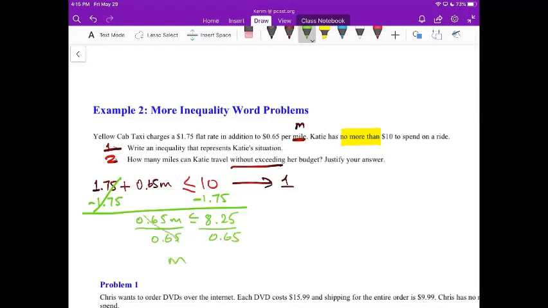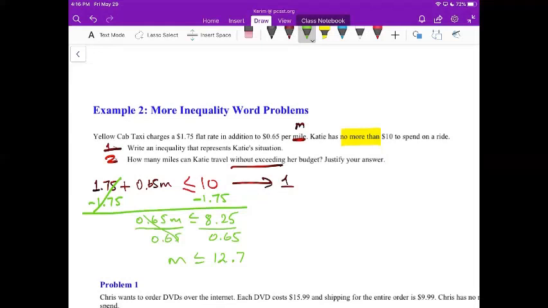So this is 1 times M, which is M, less than or equal to, let me use a calculator to be precise, 8.25 divided by 0.65. I got 12 point something miles. Let's round it to the nearest, the question is not saying anything, so we're just going to round it to the nearest tenth, let's say. So it's going to be 12.7. That means I may travel up to 12.7 miles or less.